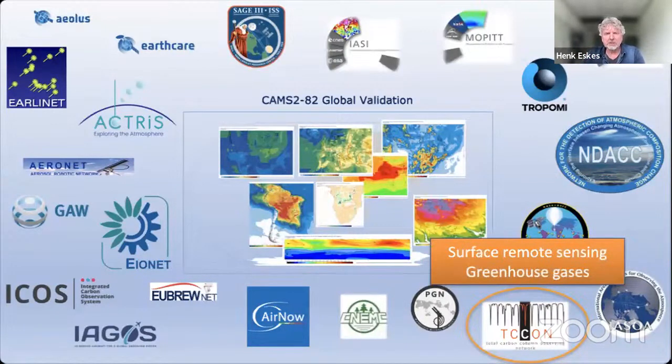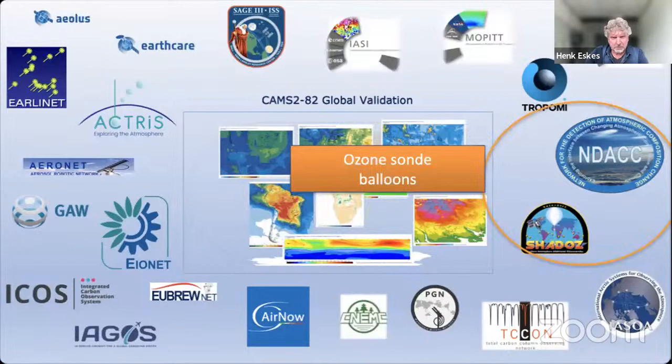For greenhouse gases, one really key network is the TCCON network. Those are very high-end, very capable FTIR instruments which measure CO2 and methane from the surface and are an important source for validation. And then we also have ozone sondes and balloons that we use for ozone profiling.